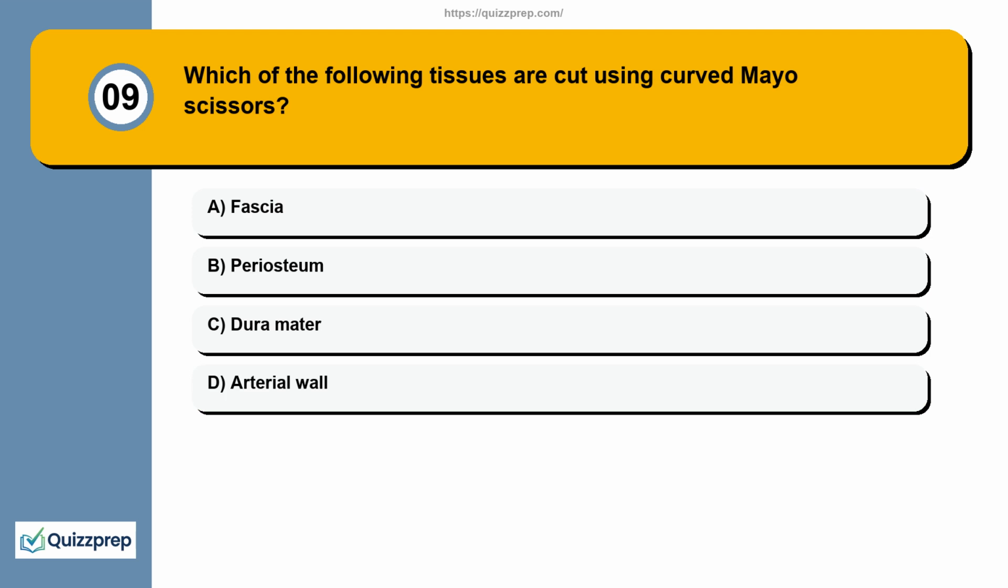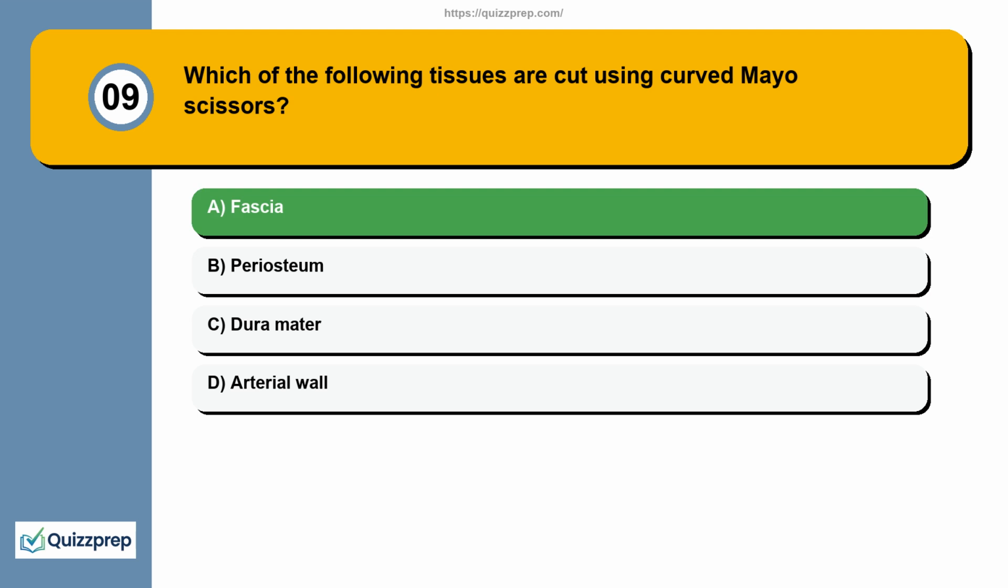Question 9. Which of the following tissues are cut using curved Mayo scissors? Option A, fascia. Option B, periosteum. Option C, dura mater. Option D, arterial wall. The correct answer is option A, fascia.